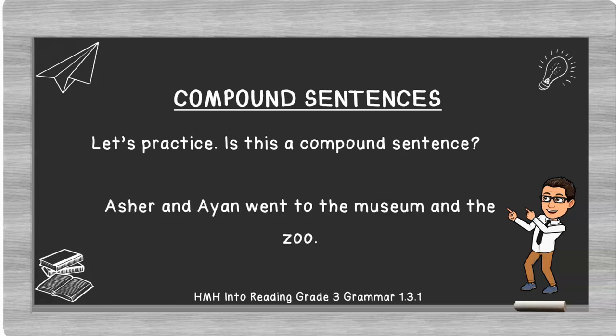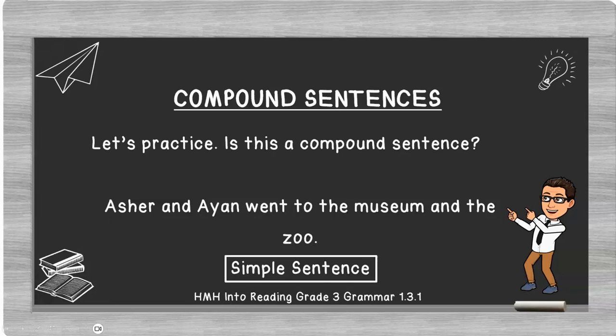One more for you. Asher and Ion went to the museum and the zoo. Okay, we do have some conjunctions in here, so be careful of that. Is this a compound sentence or a simple sentence? This is a simple sentence. Even though we have two conjunctions of the word and, it's only telling us one thought. Asher and Ion, that's the subject. They went to the museum and the zoo. All of that is the predicate.